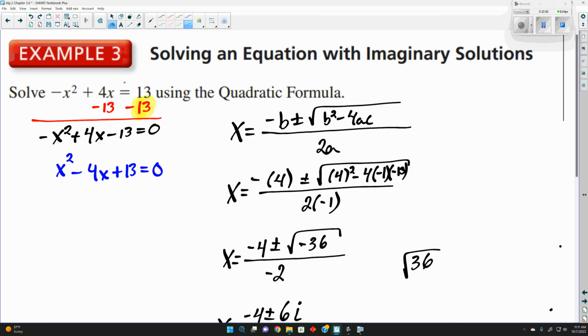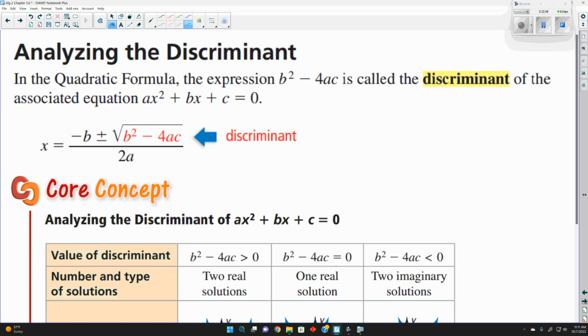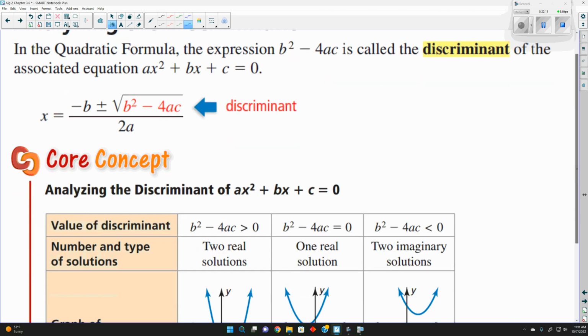So if you don't want a negative showing up in the denominator, make it positive. Change the signs of everything. Divide or multiply it by negative 1. Any questions on this here? This is the last thing we're going to talk about, the discriminant.